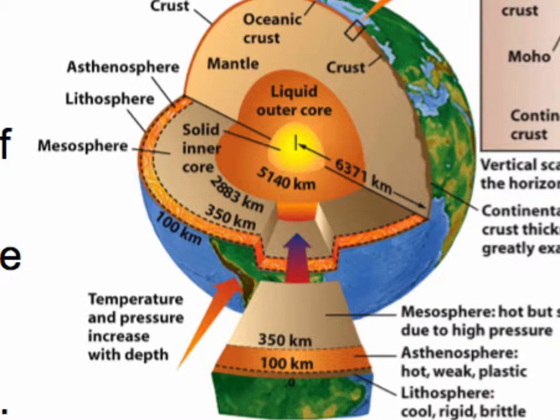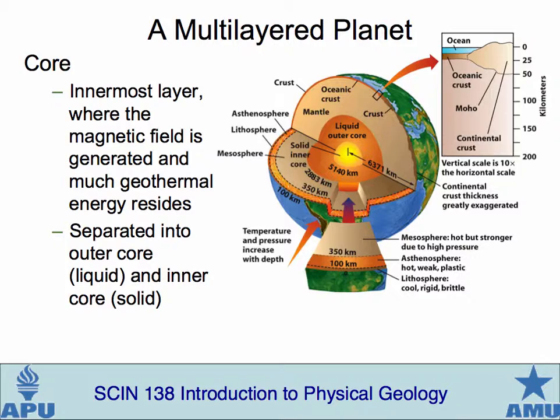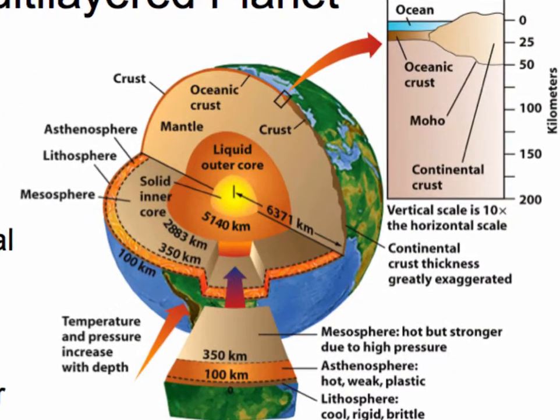So as we get really far down into that area, deep into the Earth, we've got the core. The core is the innermost layer, and it's actually two components. We have the inner core and the outer core. The inner core is actually solid. It's nickel and iron. The outer core is nickel and iron as well, but it's mostly liquid.